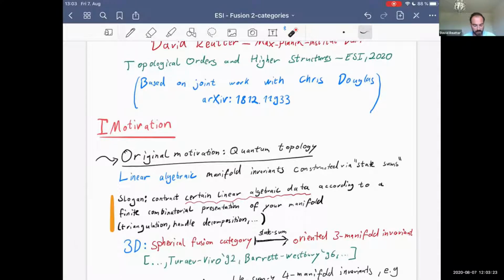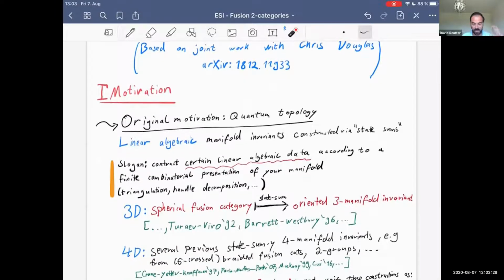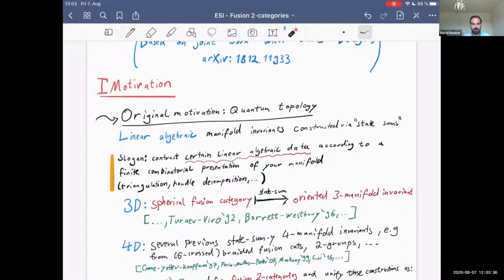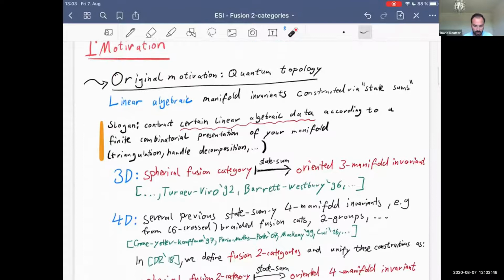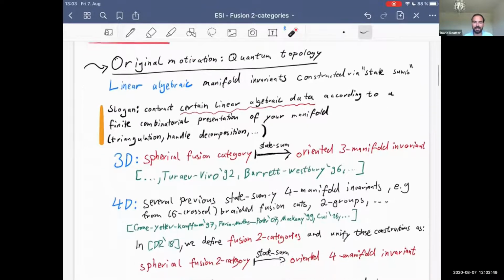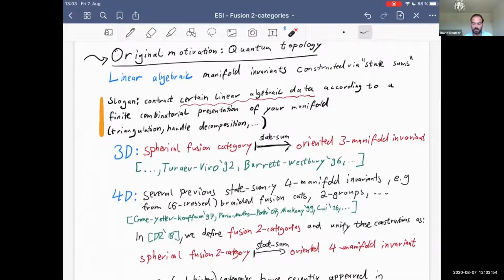And in 4 dimensions, the situation up to this paper was a bit chaotic. We had several state sum-like constructions, just to name a few, coming from, for example, braided fusion categories or G-cross braided fusion categories, 2 groups, and so on. So there was a variety of constructions. And what we really set out to do is to figure out a good notion of Fusion 2 category and a state sum construction for spherical Fusion 2 categories, which give me oriented 4-manifold invariants and which unify and generalize these constructions. So that was the setup, the start.